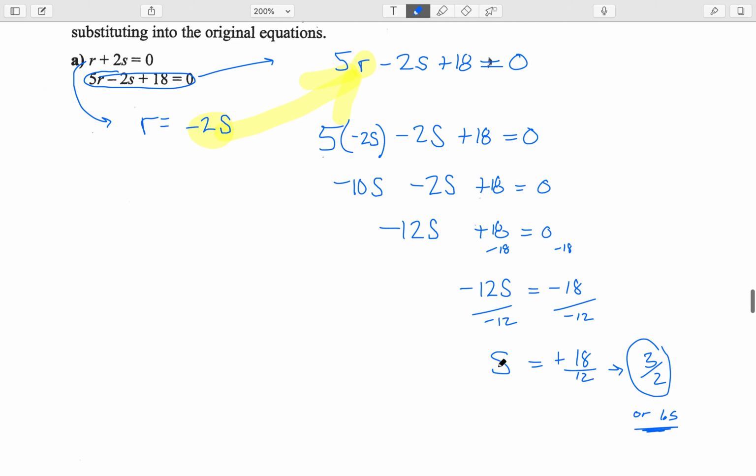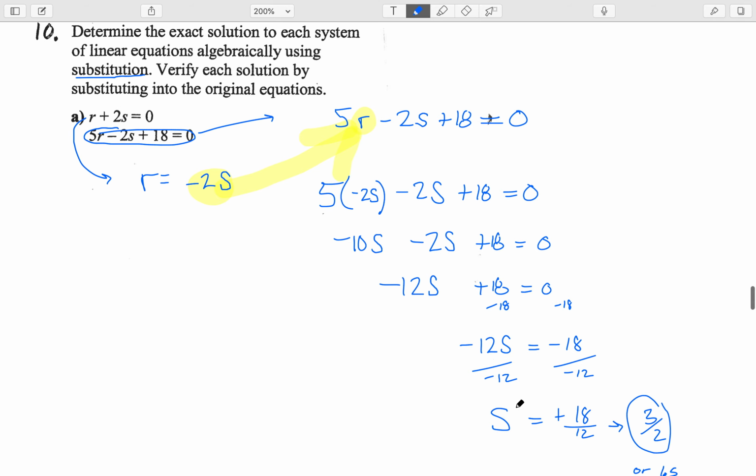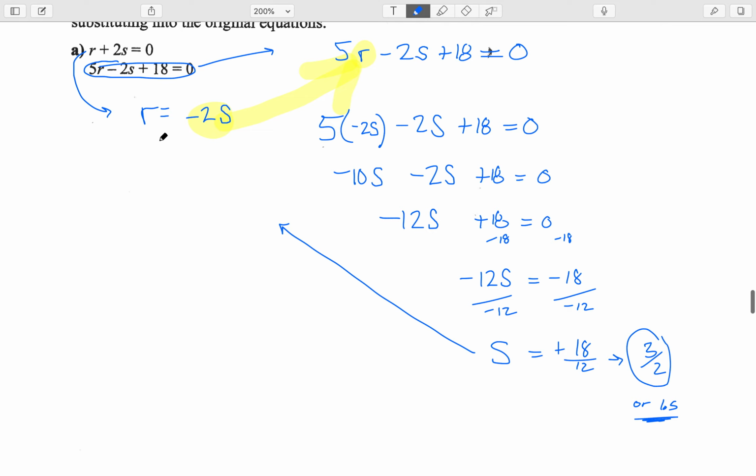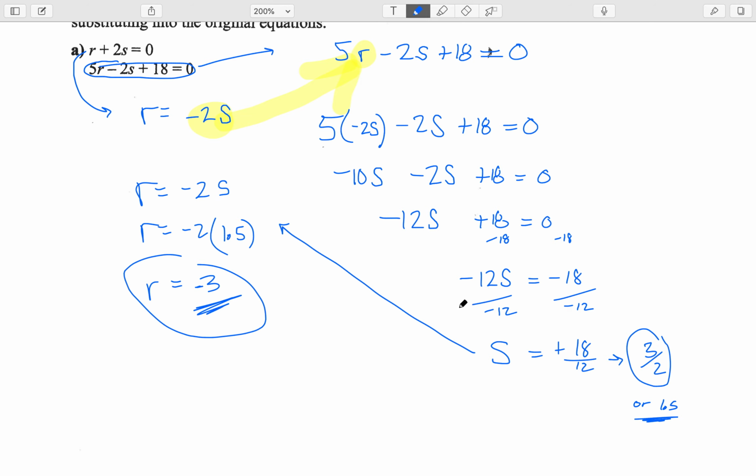So that's not the answer. That's just the first one. Now, if I want to figure out what the other one is, I go back. But look, remember this? R is equal to this. I can just substitute it right back in. R is equal to minus 2s. Well, R is equal to minus 2 times 1.5. So in other words, R is equal to minus 3. So there's my other answer. So S is equal to this, R is equal to that.